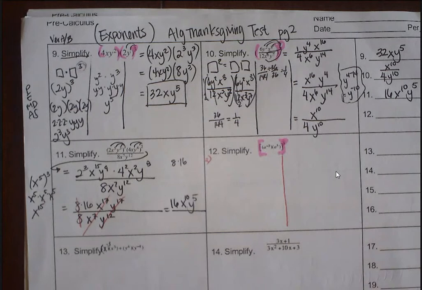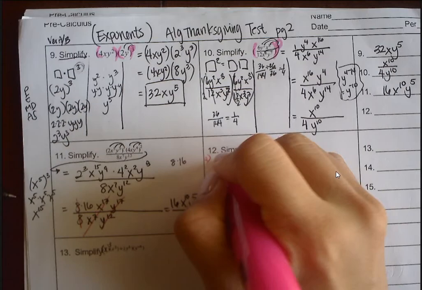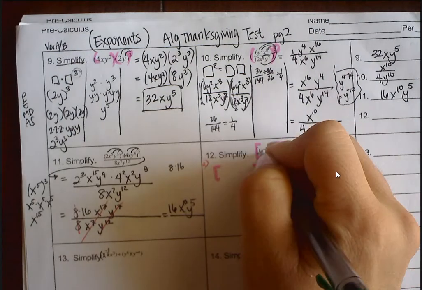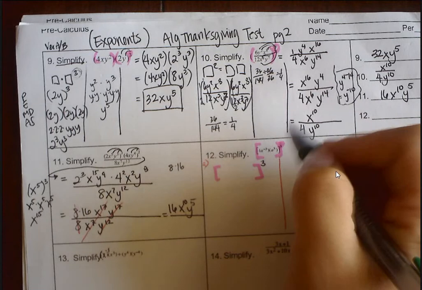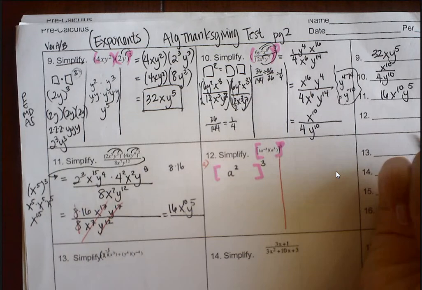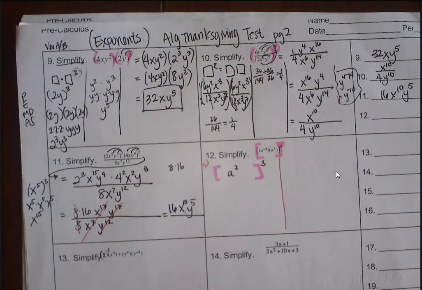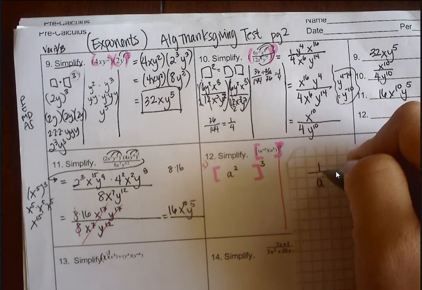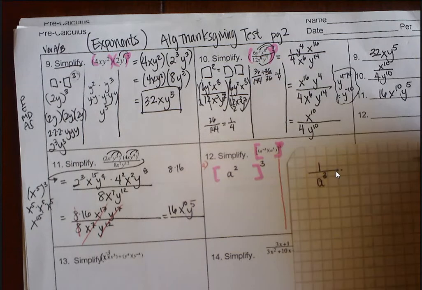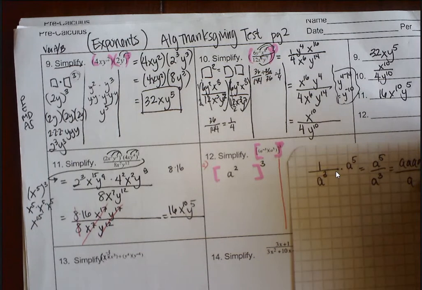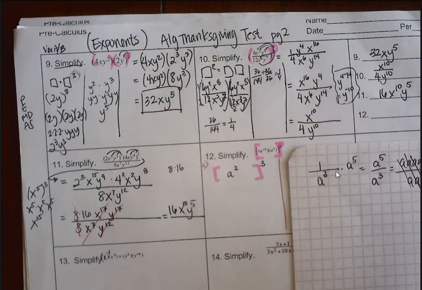Remember, when you have the same base and you're multiplying, you could add the exponents. Negative 3 plus 5 is positive 2. Now, if you have trouble believing me, keep in mind that a to the negative 3 is 1 over a cubed, and then a to the fifth. Well, that's going to be a to the 5 over a cubed, which is going to be a squared. Also because we have a to the 5 minus 3, which is a squared. Okay? So there it is, a squared.